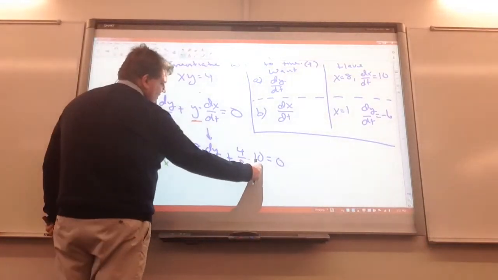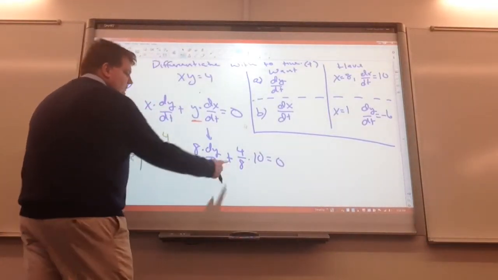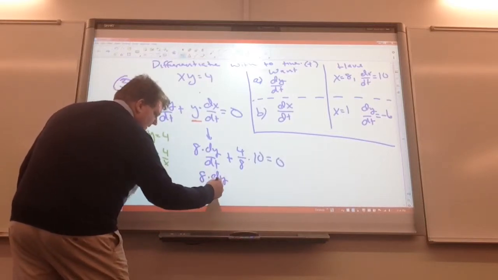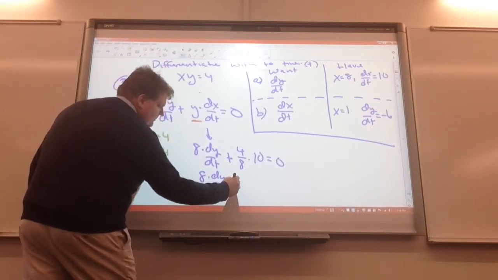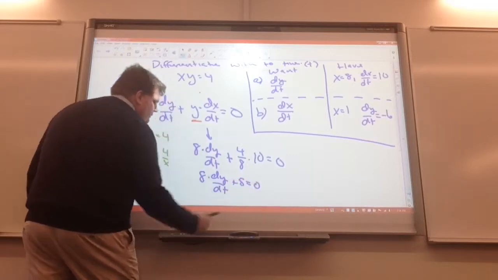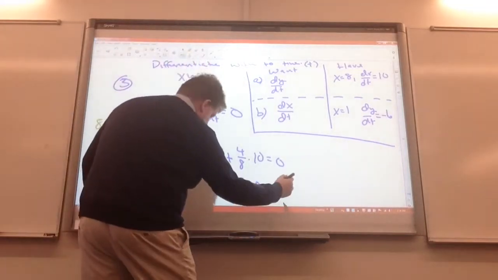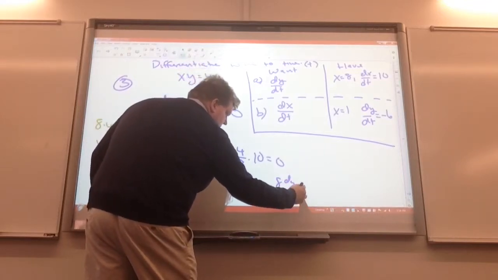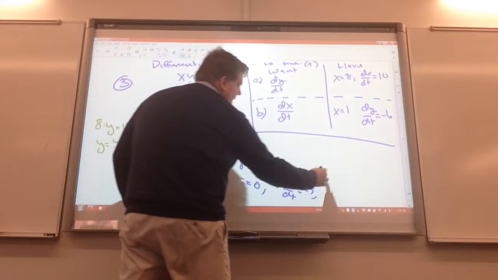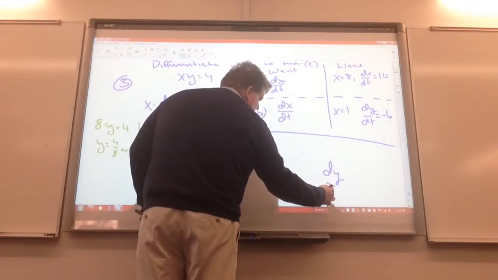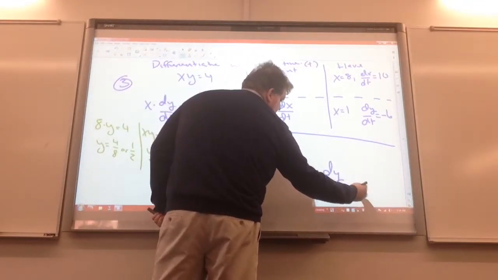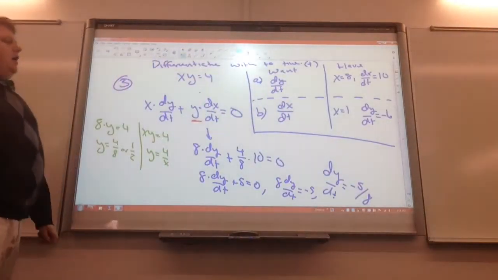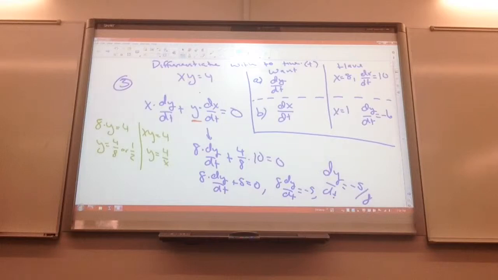This over here is going to be what? 5. So I'm going to have 8 times dy by dt plus 5 is equal to 0. So that gives me 8 dy by dt is equal to negative 5. So dy by dt then, in A, is equal to negative 5/8. Okay? Any questions on what I did there?